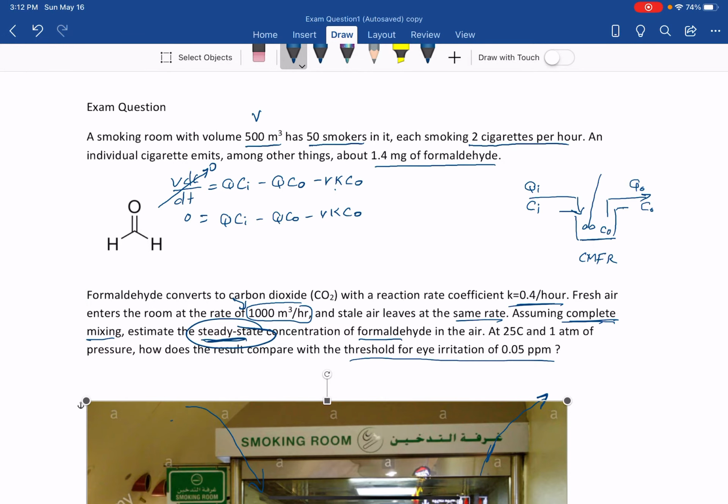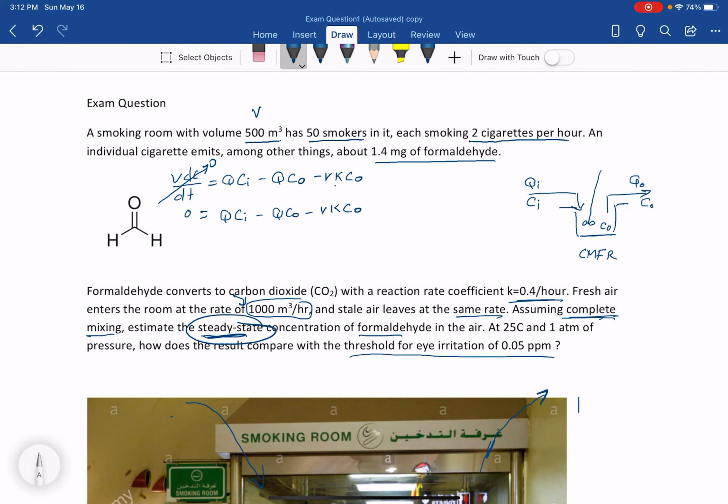So let's take C naught as a common factor. Let's take the Q Ci on one side and the other on the other side. So you take one to the right and one to the left and take C naught as a common factor. So C naught times Q plus volume K, and this would give you C naught equals Q Ci over Q plus volume K.